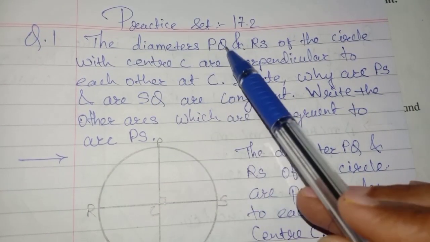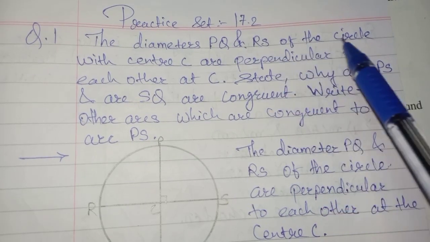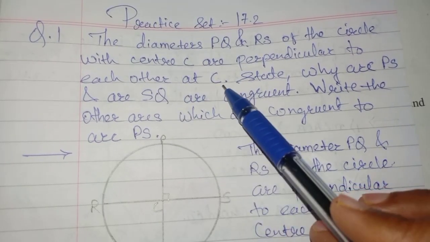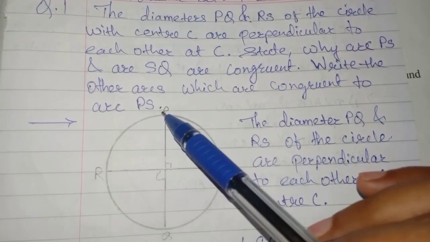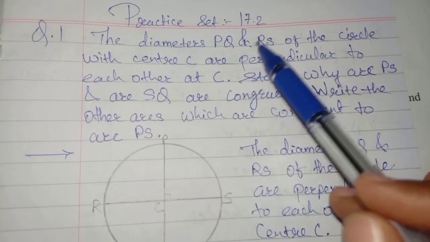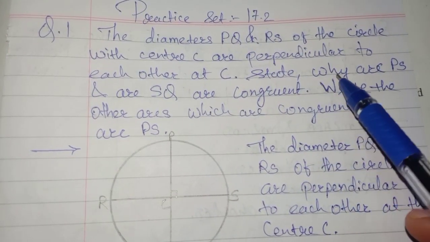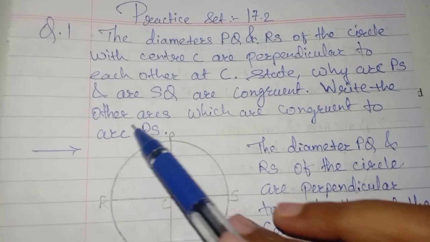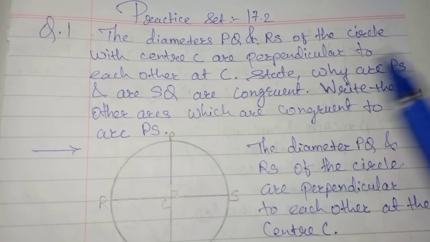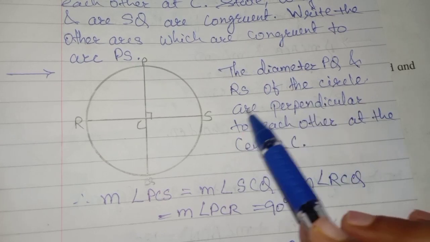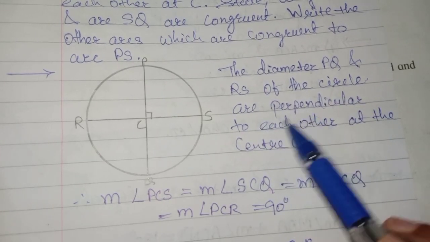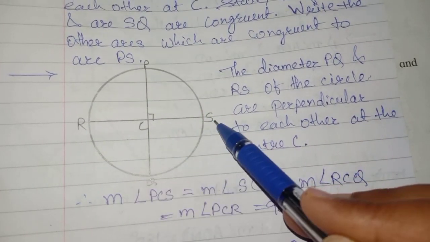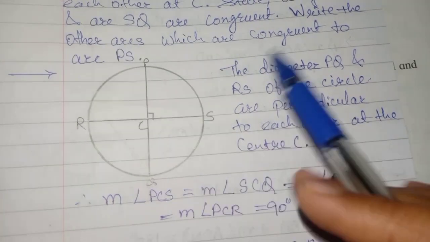First question: the diameters PQ and RS of the circle with center C are perpendicular to each other at C. This is center C, and PQ and RS are two diameters. State why arc PS and arc SQ are congruent. Write the other arcs which are congruent to arc PS. The diameters PQ and RS of the circle are perpendicular to each other at center C. Yes, these are two diameters which are perpendicular at center C.